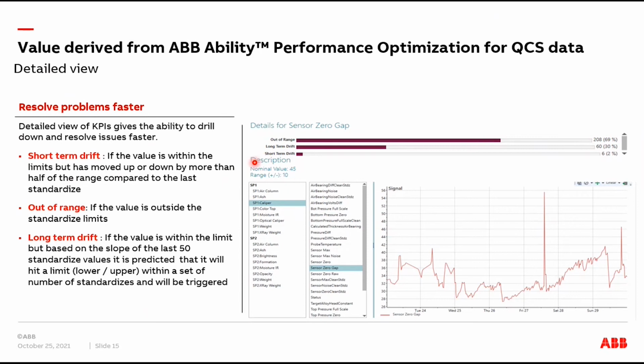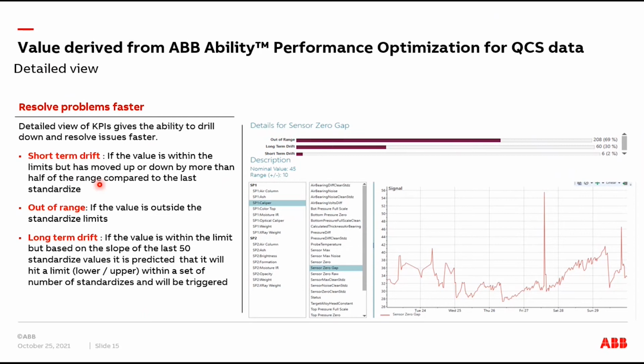This range may be different from what you have configured in the service workstation or in the sensor stability channel. You can keep it the same or make it different, like making a soft range so that you get an alert before it fails in the system. If you see, the nominal value is 45 and the range is plus minus 10. So out of range signifies that the value is below 35 or above 55.